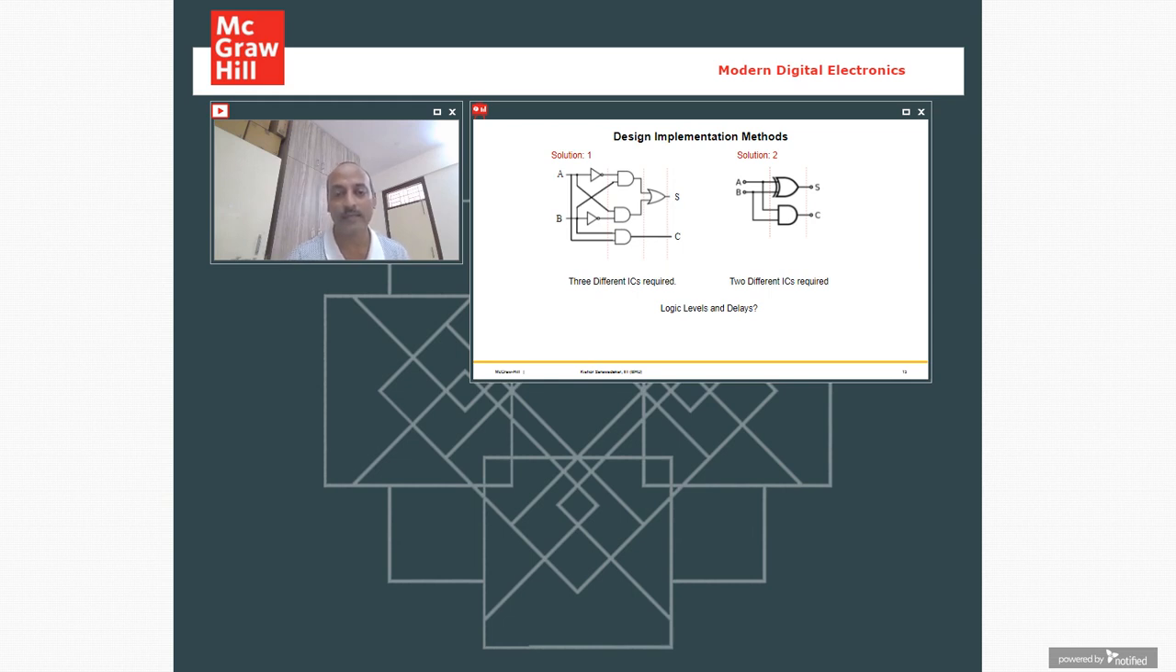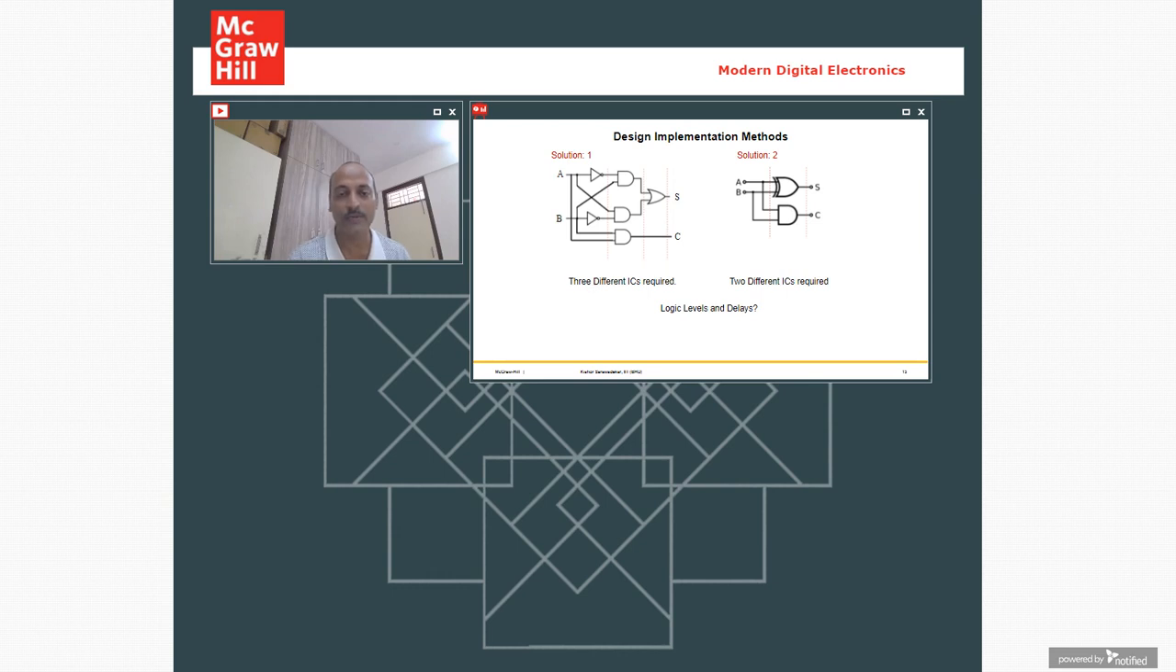If you look at the requirement of the number of ICs, there are three different types of ICs required in the first solution. One is the inverter, the other is the AND gate IC, and the third one is the OR gate IC. So three different ICs. Even if you take a 14-pin package, you need three times the space. In this implementation, only two logic ICs are required, one for XOR and one for the AND gate. So at least the space for one hex inverter you can reduce.